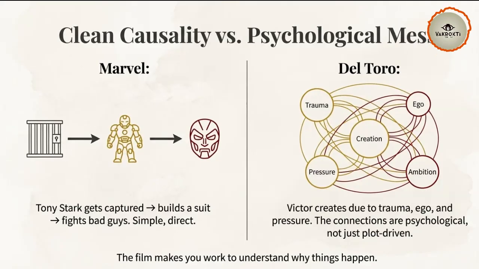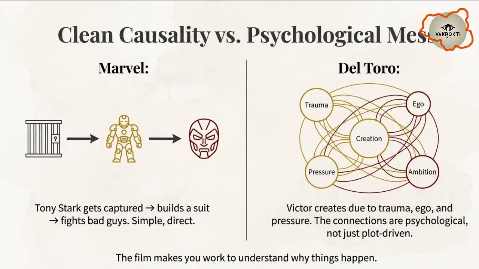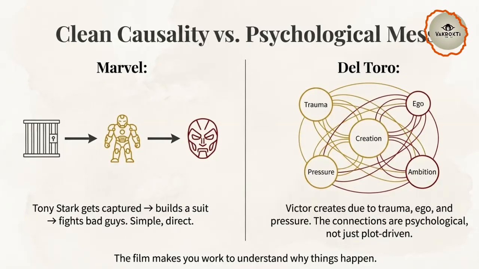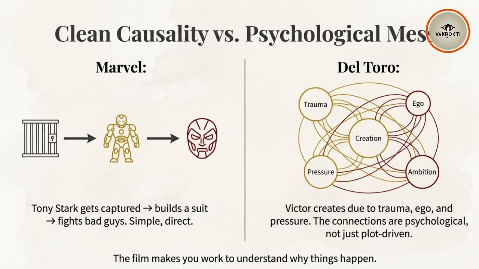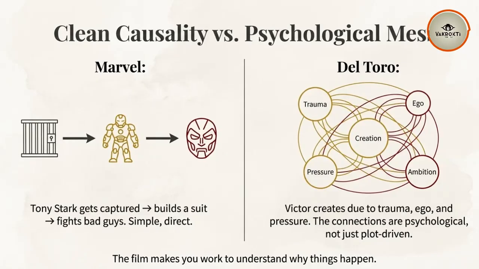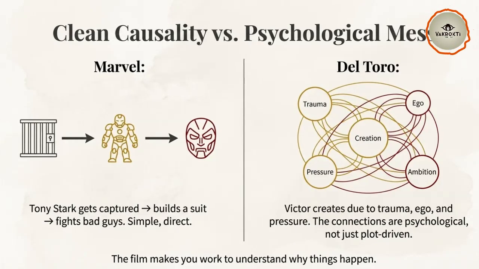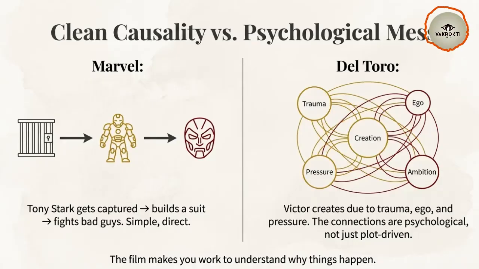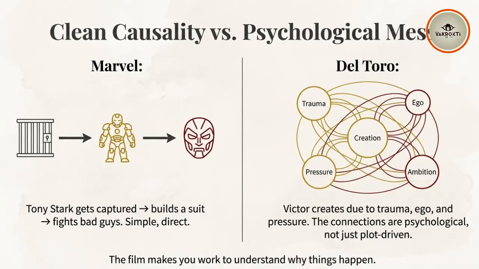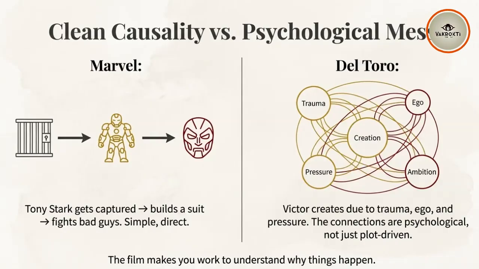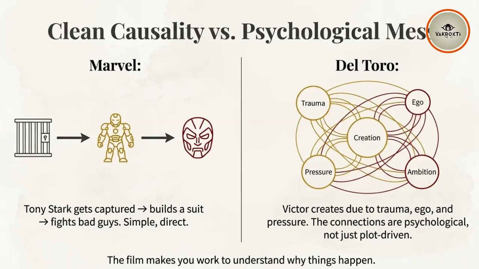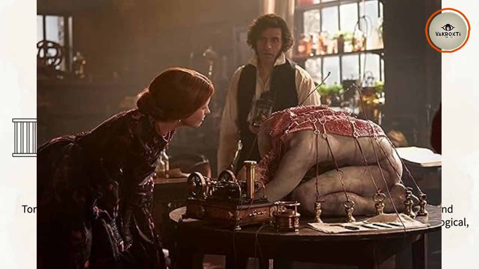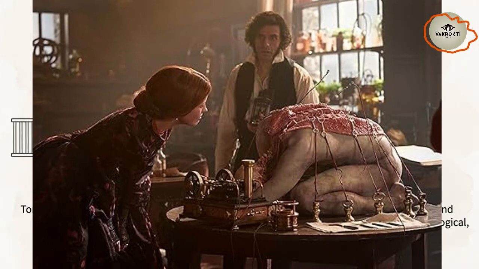Now here's where it gets interesting. Think about a standard blockbuster, a Marvel movie. Clean cause and effect. A causes B, B causes C, super straightforward. Del Toro's Frankenstein, it's messy, psychological. Victor doesn't create the monster because of one single event. It's this ugly cocktail, past trauma, massive ego, pressure from his dying financier. It's a web of motivation. The movie doesn't hand you a simple timeline. It hands you a tangled mess and says, here, you figure it out. That discomfort you feel trying to connect the dots, that's intentional. The film wants you working, thinking, uncomfortable.